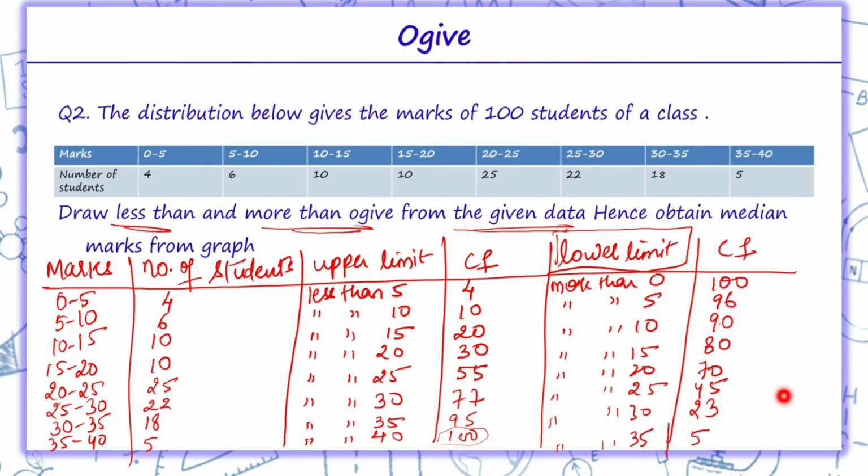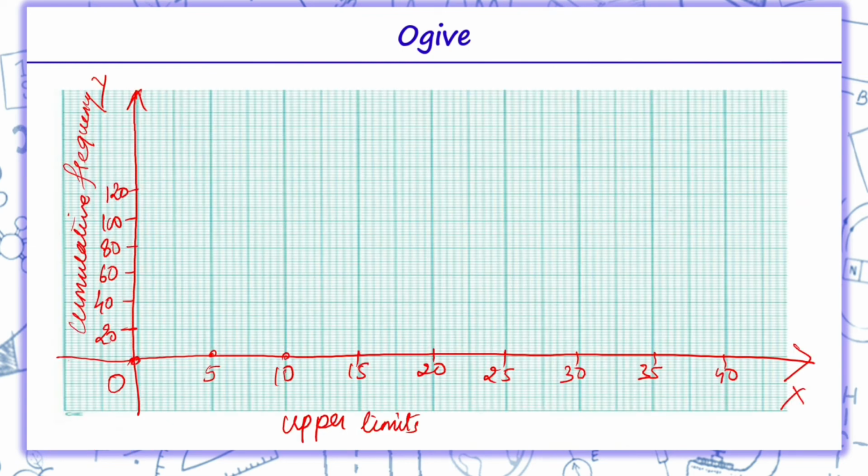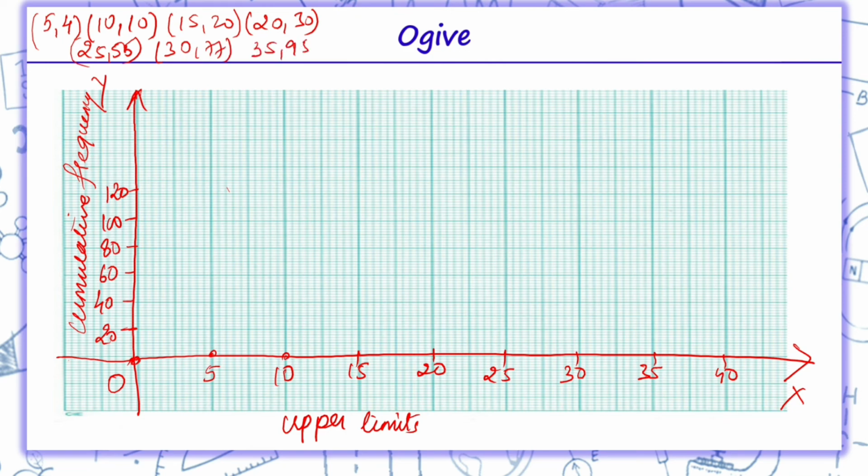Now since we have got these points, we will plot these points in a graph. So the points which we got for less than ogive were 5, 4, then 10, 10, then 15, 20, 20, 30, 25, 55, 30, 77, 35, 95 and 40, 100. These were the points for less than ogive.